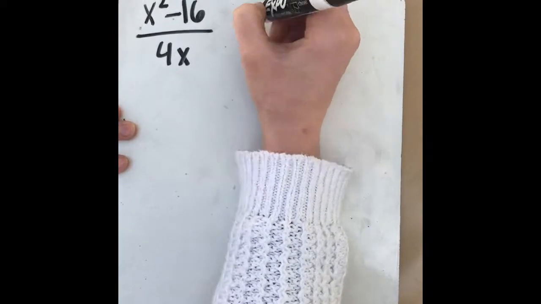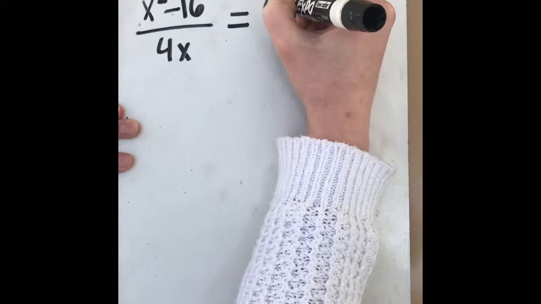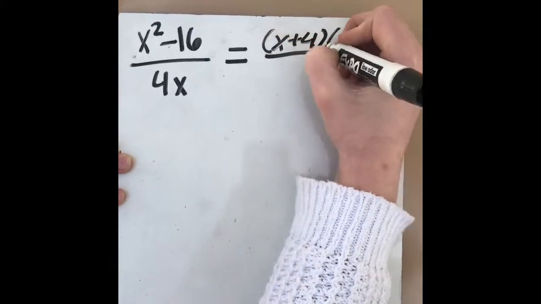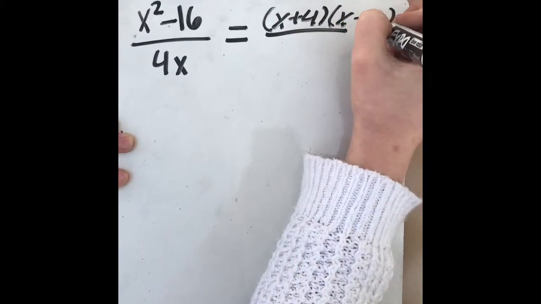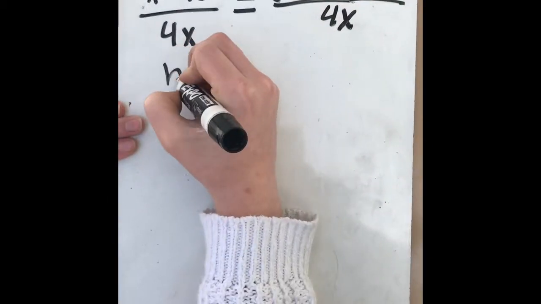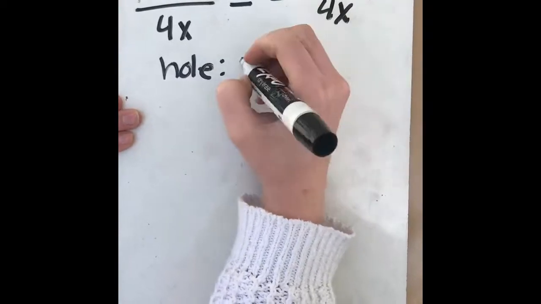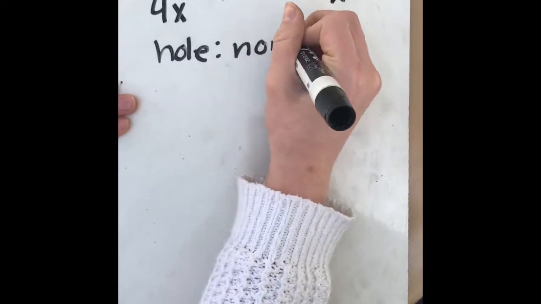First thing we're going to do is factor it, if it's factorable. So (x + 4)(x − 4) over 4x. Alright, I'm going to check if there's a hole. There's nothing that cancels out here, so there's no hole.